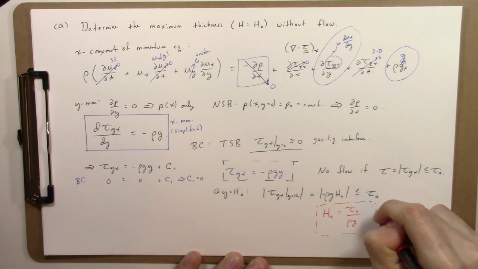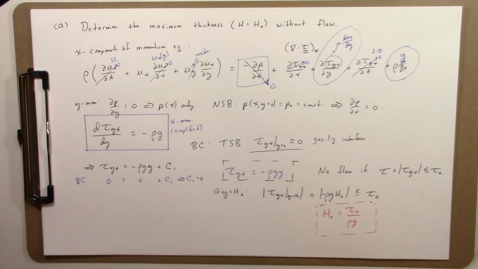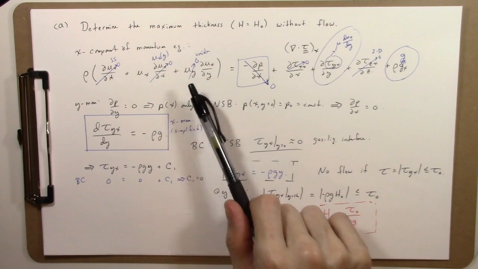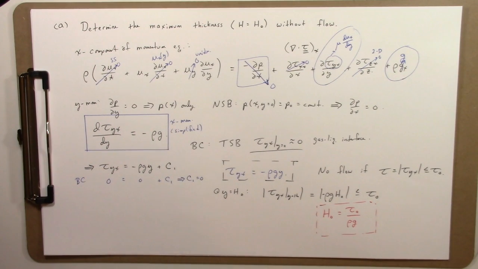So we have the same result from either analysis, as we should if they're correct: one from the macroscopic force balance and this one from a differential analysis of the equation of motion, the x component of the Cauchy momentum equation.